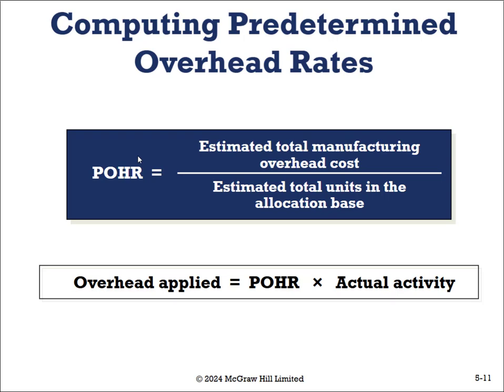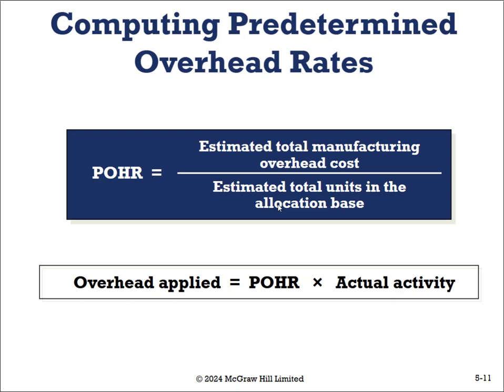So we use the predetermined rate, and it's based on estimates rather than actual costs. This predetermined overhead rate is computed before the period begins, and we use it to apply overhead costs throughout the period. Ideally, for the overhead allocation base that we use, the top is all of our estimated costs, and the bottom is the total estimated number of units.